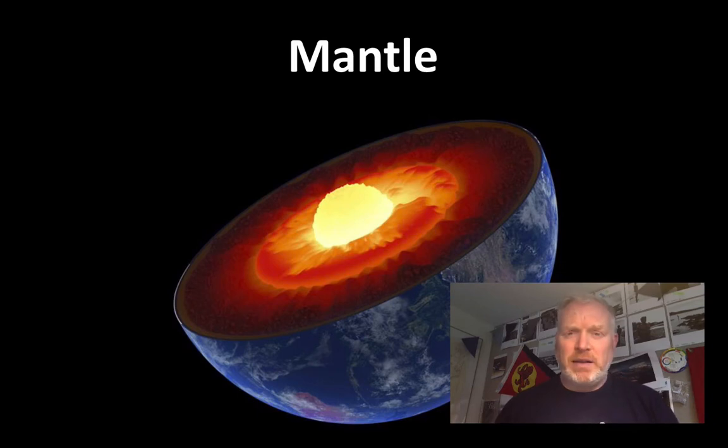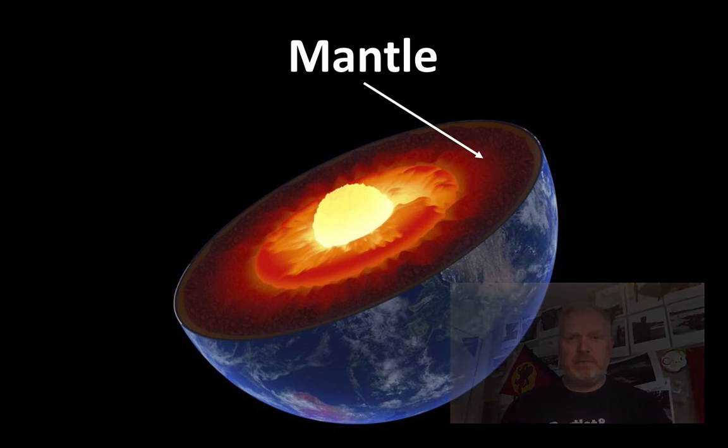Our next word is mantle. The mantle fortunately forms the biggest part of the Earth, about 70% of the Earth's volume, and it's this layer of hot but solid rock beneath the crust and above the core. What happens in the mantle has a massive impact on what happens on the crust. We'll talk more about that in theme 7.